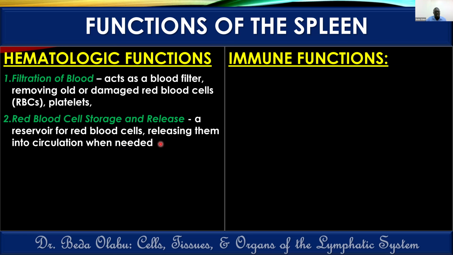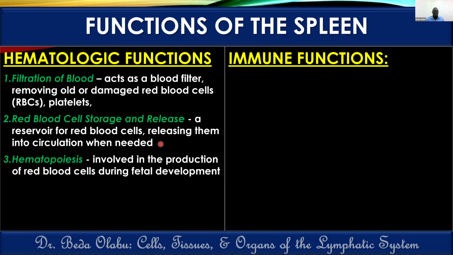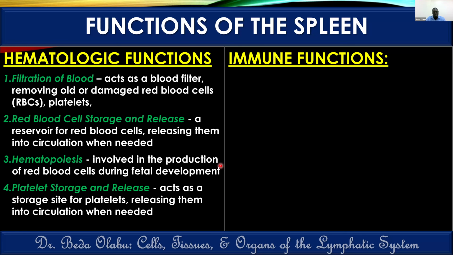Other than that, the spleen is also important as a reservoir for red blood cells. Usually it is able to hold a lot of red blood cells within it and release them into the circulation when need be. The spleen is also an important site of hematopoiesis. I already mentioned that before birth, the spleen is important in forming blood, and even after birth, the spleen participates in extramedullary hemopoiesis. Storage and release of platelets is an important function of the spleen. It's also able to hold a lot of platelets within it and release them to circulation.